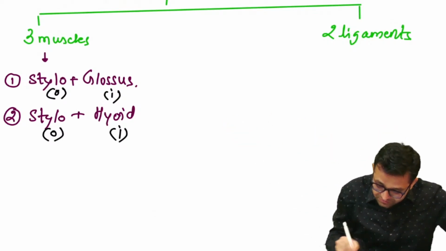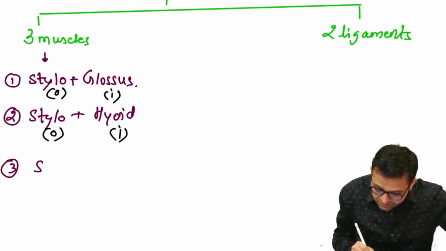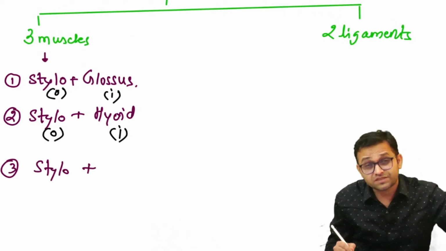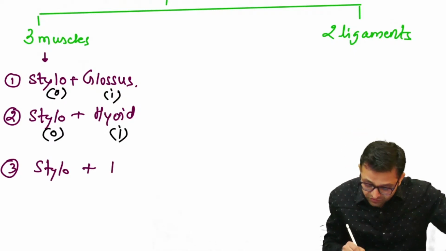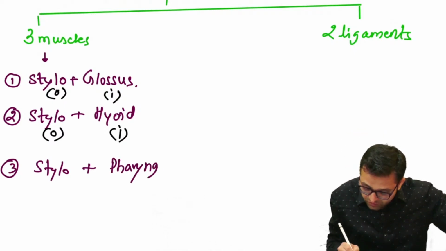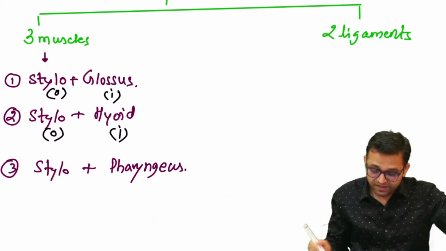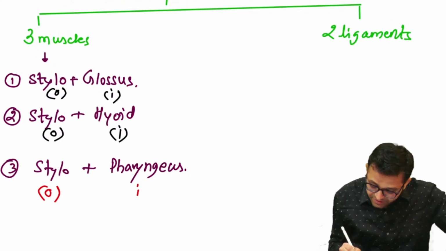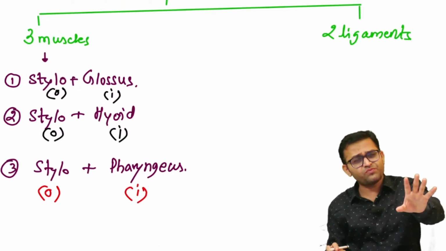Now next, the third one: styloid process is origin, so you will use the word stylo, and it gets inserted into the pharynx, so you will say pharyngeus. Yes, stylopharyngeus muscle. So it is origin and pharynx is insertion, just in a simple way, no need to mug up.